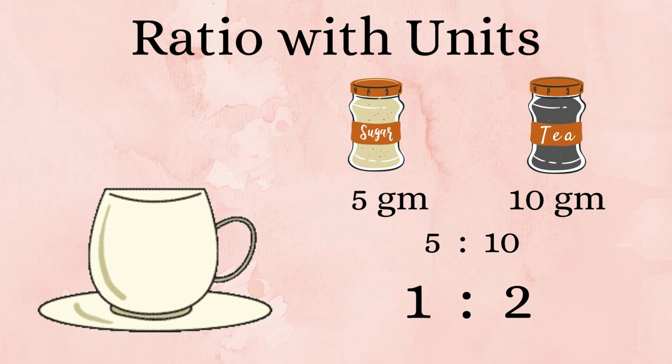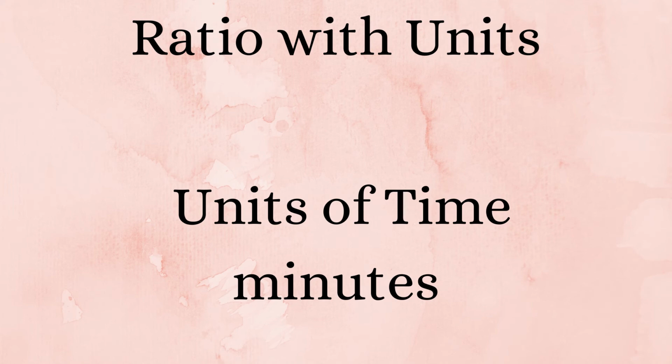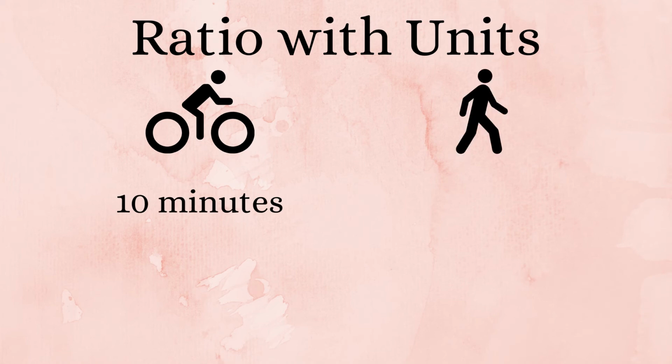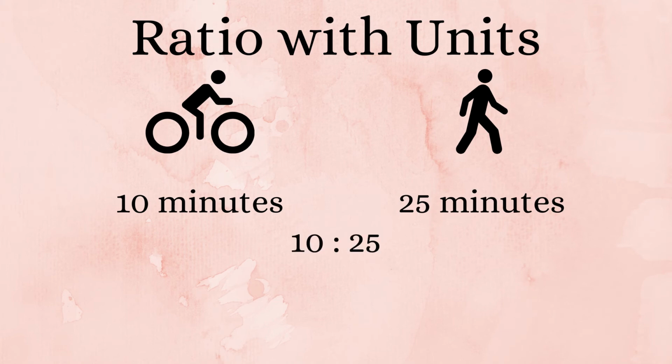another example with time. Let's assume that to go from your home to school by cycling takes you 10 minutes, and by walking, the same distance takes 25 minutes. The ratio here becomes 10:25, or after simplifying, we get 2:5.